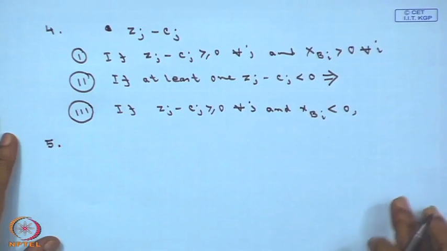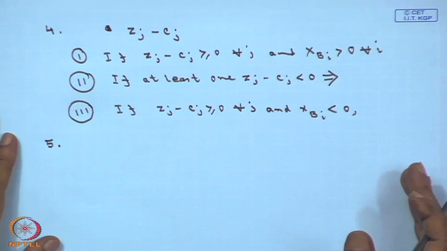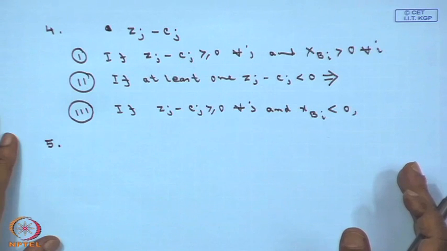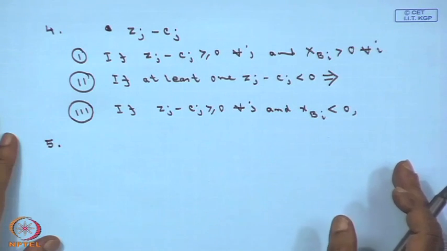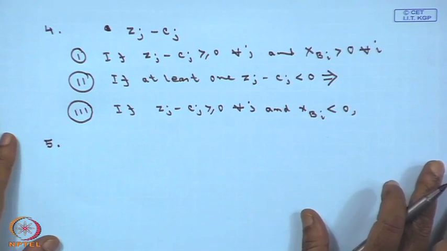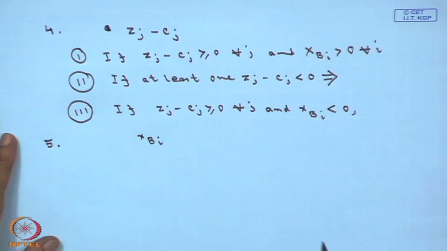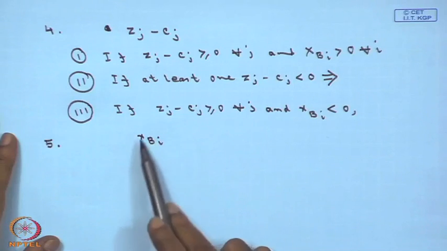In step 5, as I have told, the dual simplex method is the mirror image of the simplex method. In the simplex method, what were we doing? We were first finding out the entering vector, and then the departing vector. Here we are doing the opposite, that is, at first we have to check which one is the departing vector, the vector which will be removed from the basis, and this is done by selecting the most negative value of xbi.